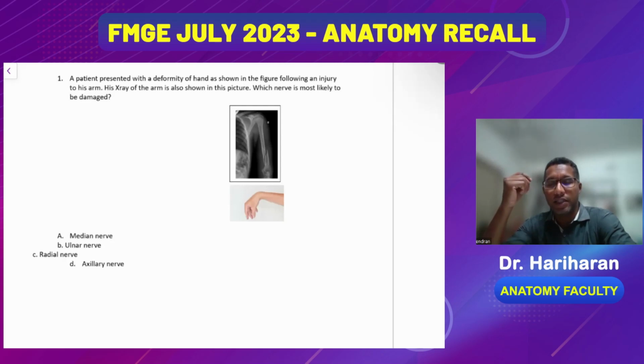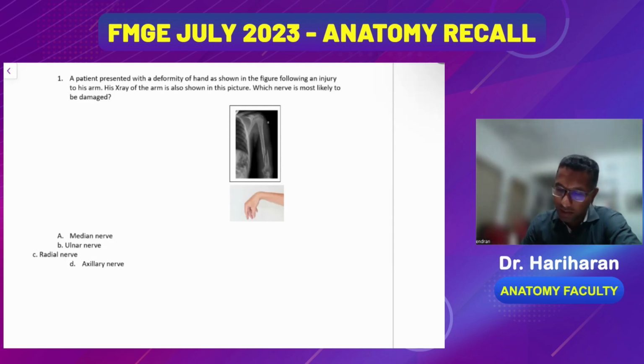And without wasting much time, this evening we'll go to the first question from anatomy. The patient presented with a deformity of the hand as shown in the figure, and his x-ray picture is also shown. They are asking what is the nerve that is most likely damaged. There are a few clues from the picture and from the x-ray they have given. First we'll analyze the picture and then we'll go to the options.